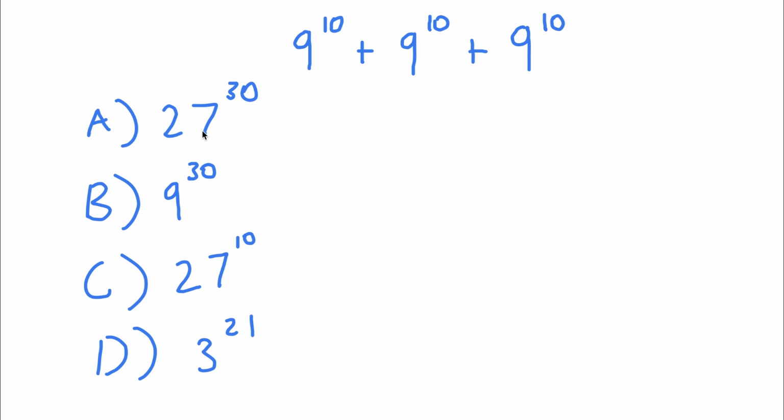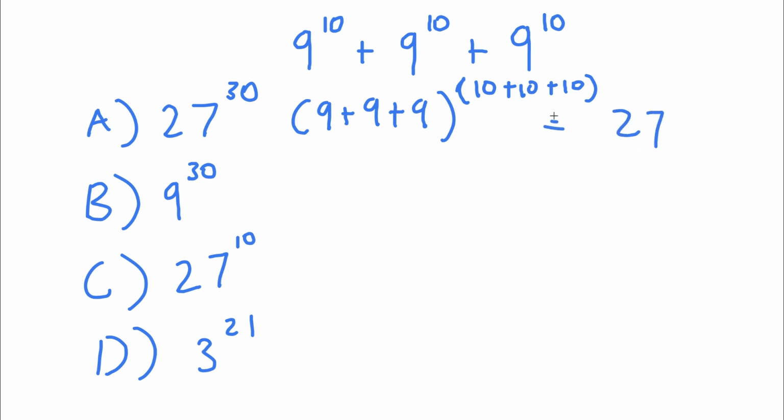So my first answer choice here is 27 to the power of 30. How you get this is you first start by adding all the bases. So you do 9 plus 9 plus 9, and then you also add all the exponents. So you do 10 plus 10 plus 10. Now 9 plus 9 plus 9, that's 27. And 10 plus 10 plus 10, that's 30.